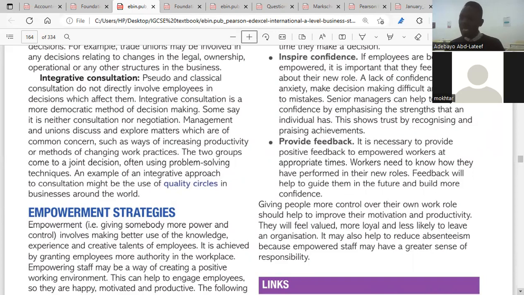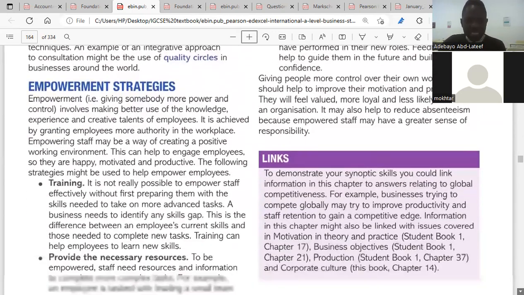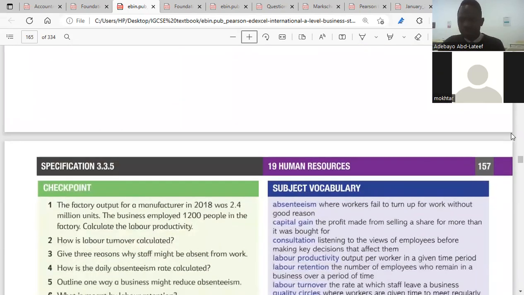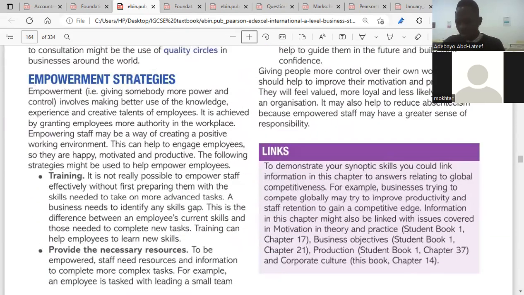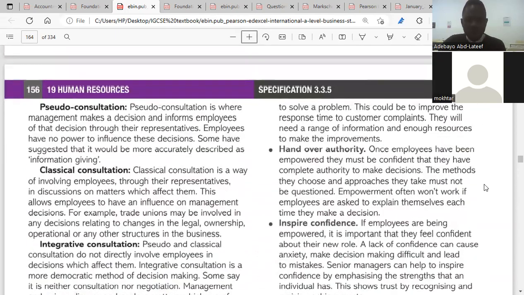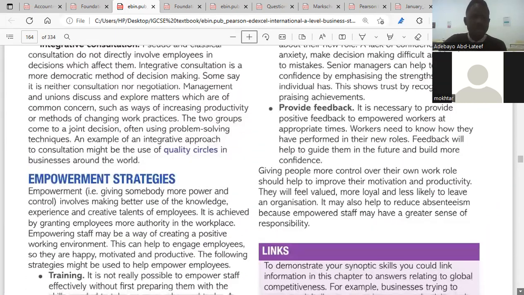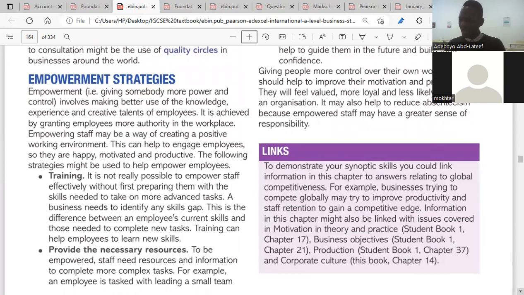Then the next method in which businesses can improve productivity is through empowerment strategies. So when we talk about empowerment strategies, what is empowerment itself? Empowerment involves making better use of the knowledge, experience, and creative talents of employees. So you are ensuring that the workers, your employees, are being used effectively. That means you allow them to explore, you allow them to give their quota, you allow them to perform. That means you are empowering them.